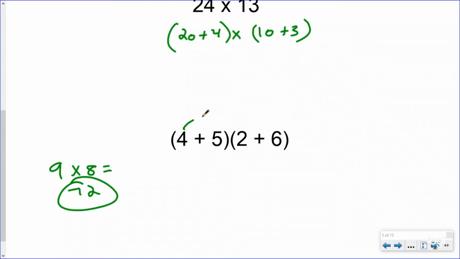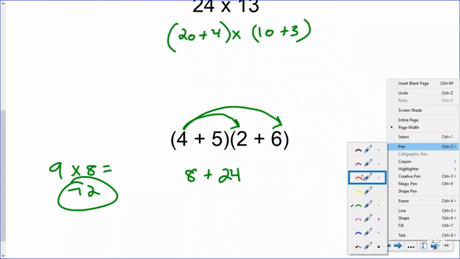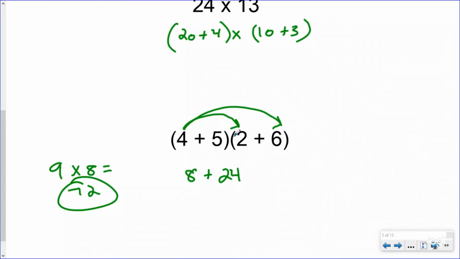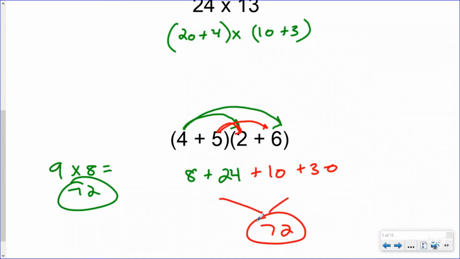So if you start here, you have to distribute the 4 times the 2, and then do the 4 times the 6, right? So 4 times 2 would be 8, plus 4 times 6 would be 24. But then you also have to do the same thing with the second number, because you weren't multiplying 4 times 8, you're multiplying 9 times 8. So now you do the inner number, okay, and you could do 5 times 2 would be 10, and then 5 times 6 would be 30. Okay, and then you'd add them all together, and when you combine those, you are going to get 72.